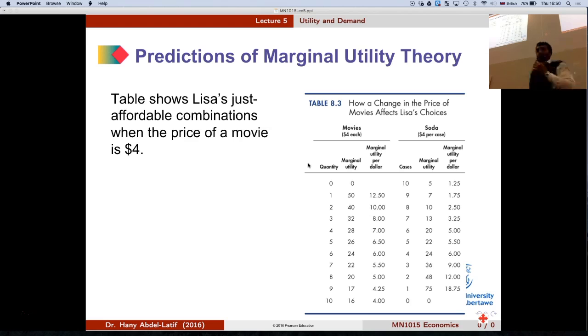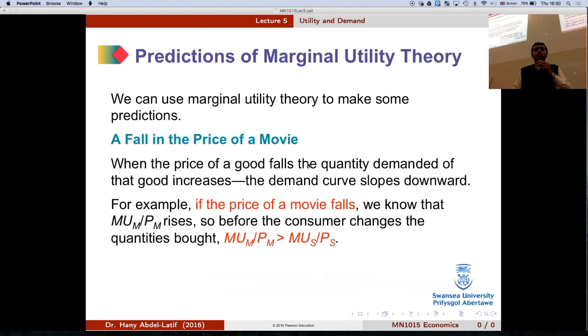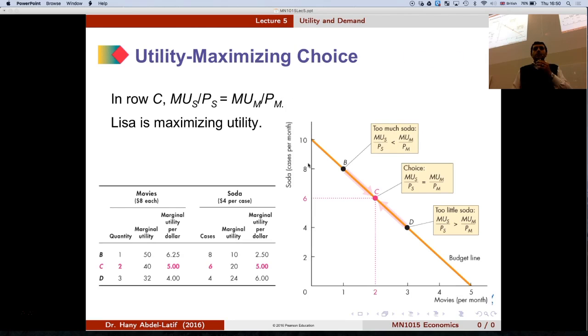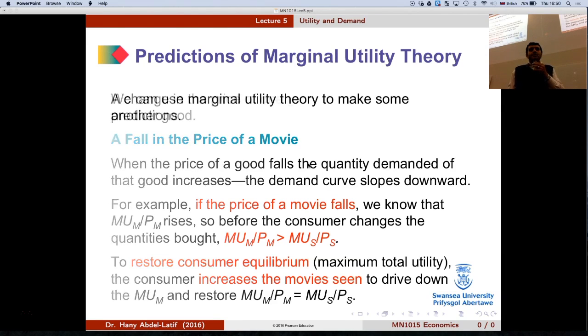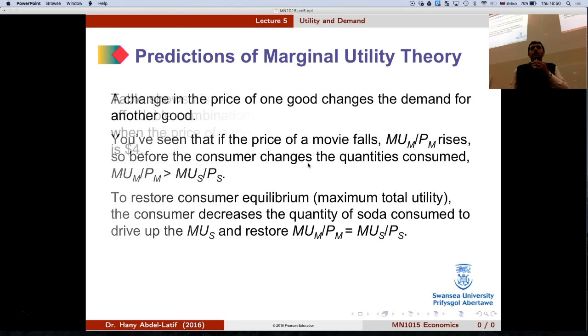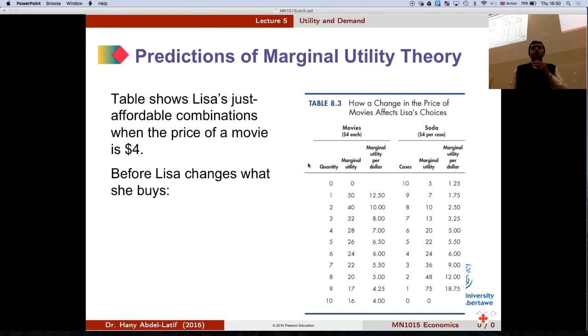So if you look at the combination we looked at before, it is not the equilibrium point anymore. Remember, the combination we have here is 2 movies and 6 soda. Remember this. Let's look at this. So 2 movies and 6 soda. Let's see what if she buys the same combination, 2 movies and 6 soda. Are they equal now? The marginal utility per dollar, are they equal? No. So she needs to do something, yeah?